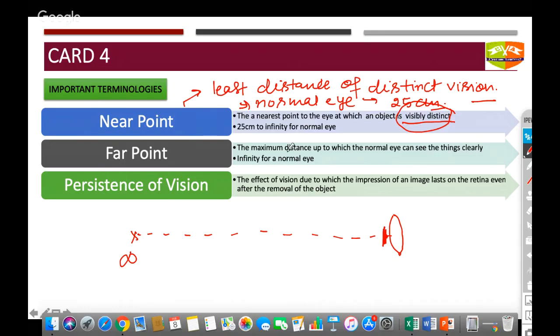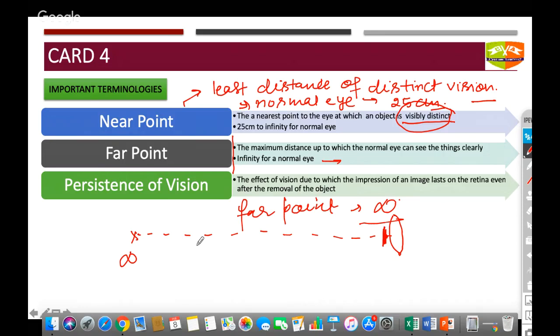What is far point? The maximum distance up to which a normal eye can see things clearly. This is not a problem for an eye without any defect. The far point is infinite for any normal eye.